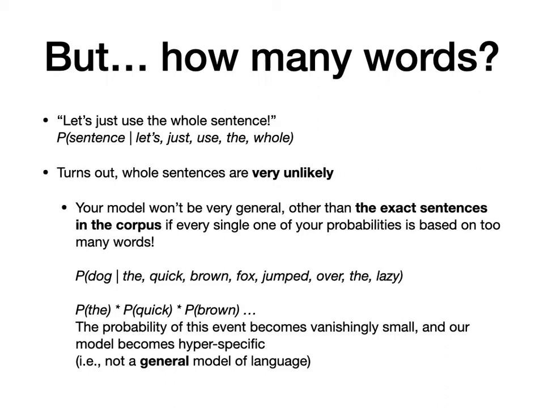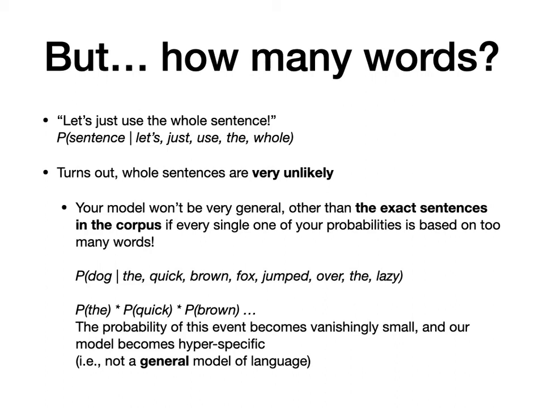Now, what does that mean for us? What that means is your model is not going to be very general, other than the exact sentences in the corpus, if every single one of your probabilities you're constructing is based on a bunch of words, right? So probability of dog, given the quick brown fox jumped over the and lazy all having occurred, hey, that's going to get a pretty good match. And we're going to produce the word dog after these words have occurred.